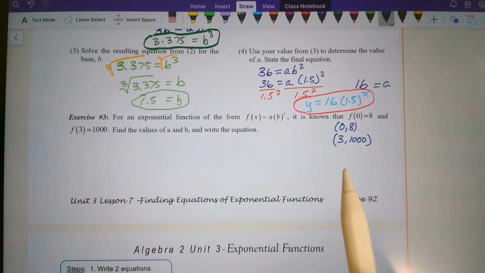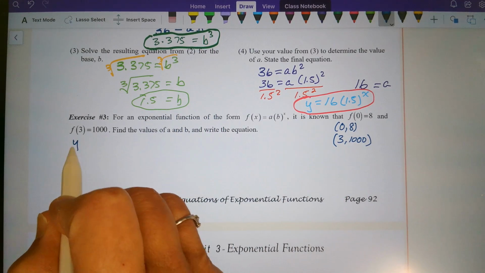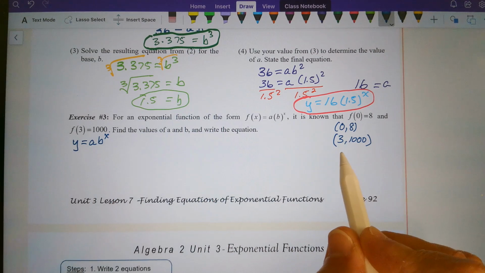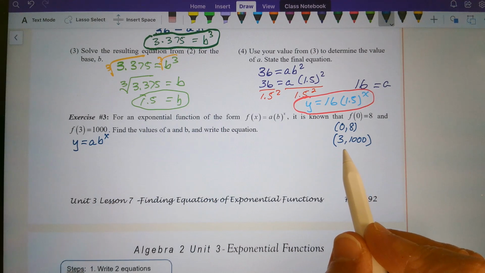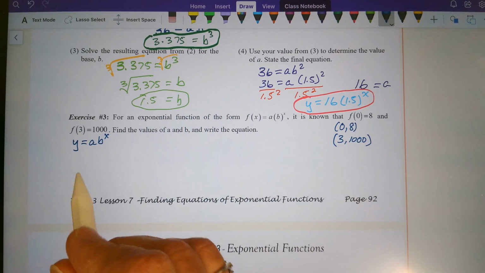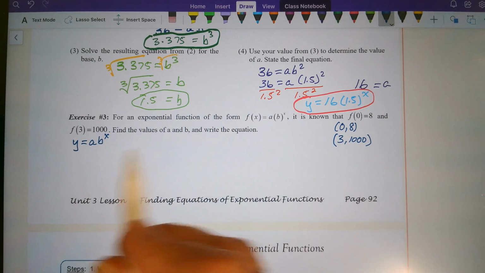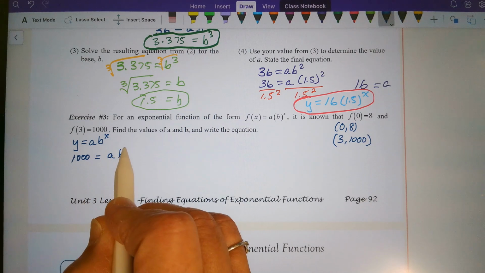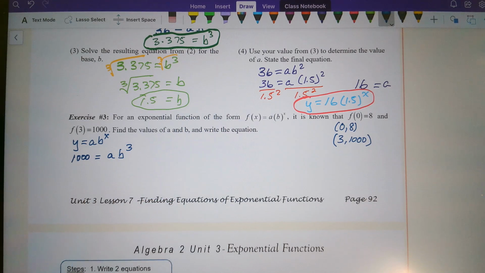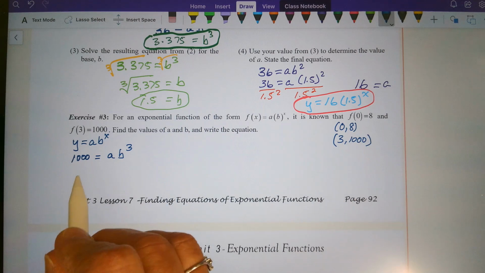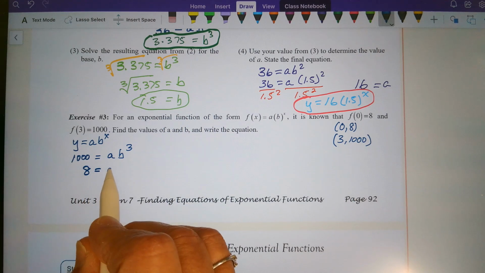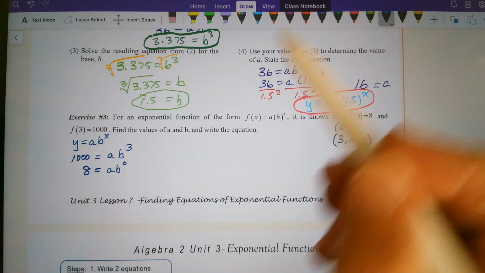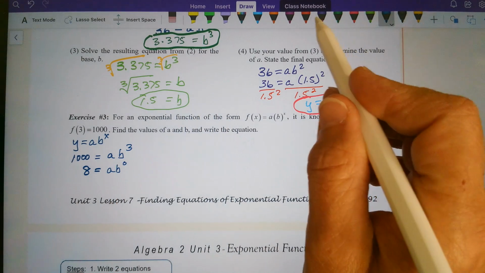Okay, so we start by writing 2 equations. In the general form, y equals ab to the x. I'm starting with the point that has the larger x value. So y value is 1,000. 1,000 equals ab to the third. And then our other point, 8 equals ab to the 0. There's our 2 equations.